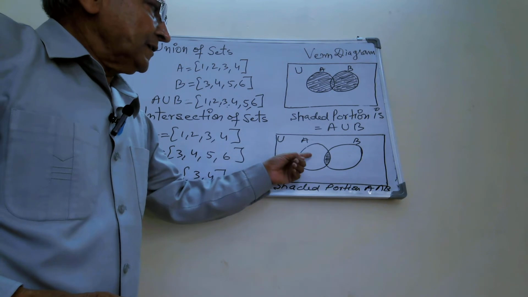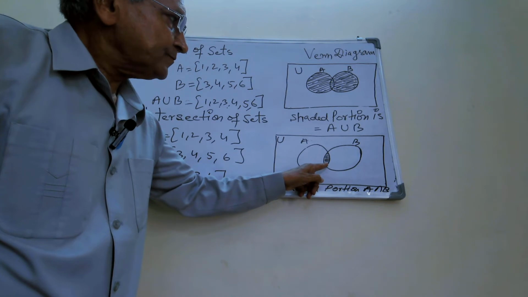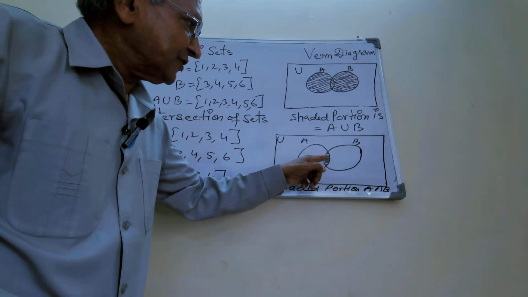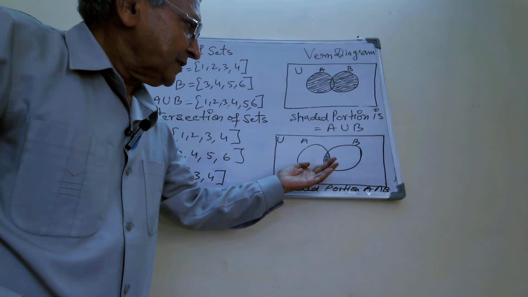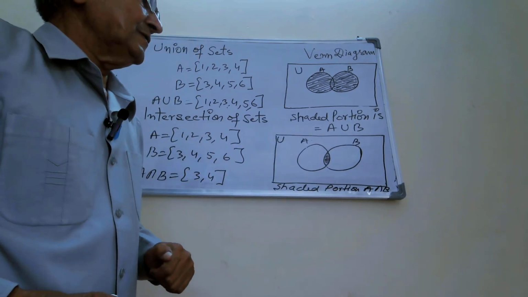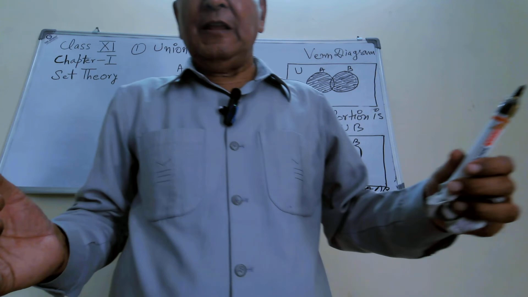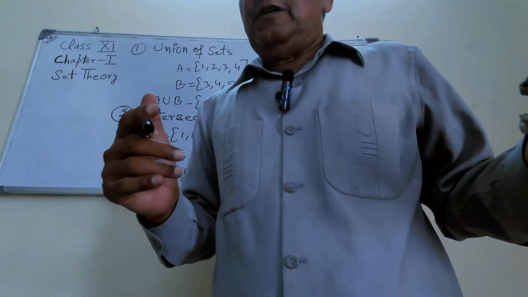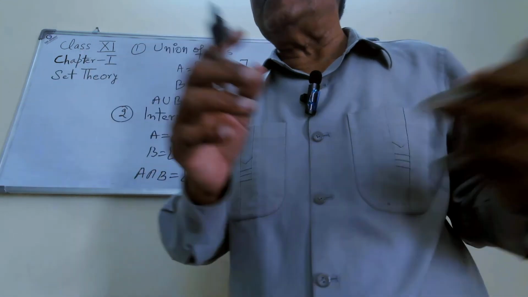With the help of the shaded portion, this is set A, this is set B, and these are the common elements. These are the common elements in the shaded portion, and this shaded portion shows A intersection B. So with the help of the shaded portion as well as with the help of examples, I have made it clear to you how you will find out A union B and how you will find out A intersection B.